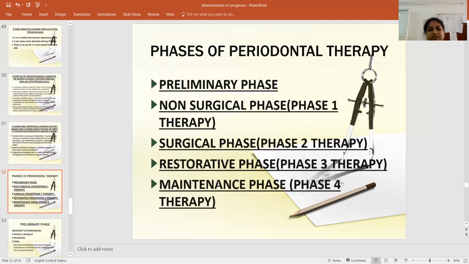Now, this is very important. The phases of the treatment plan include the preliminary phase, then the non-surgical phase, which is phase one therapy, then the surgical phase, also called phase two therapy, the restorative phase, which is phase three, and the maintenance phase, which is known as phase four. So basically, the phases of periodontal therapy consist of 5 phases.